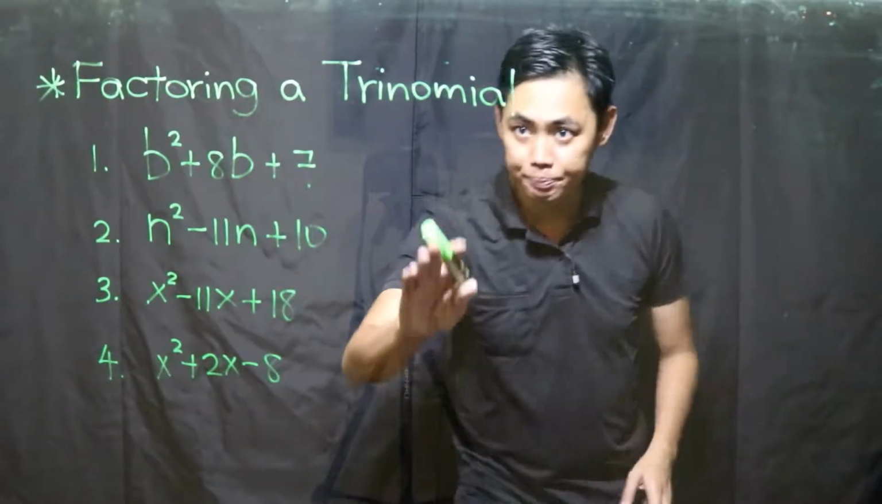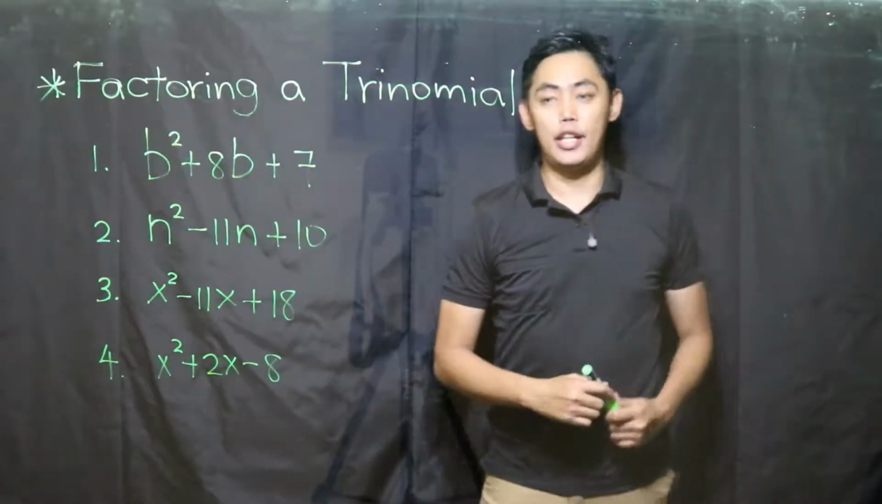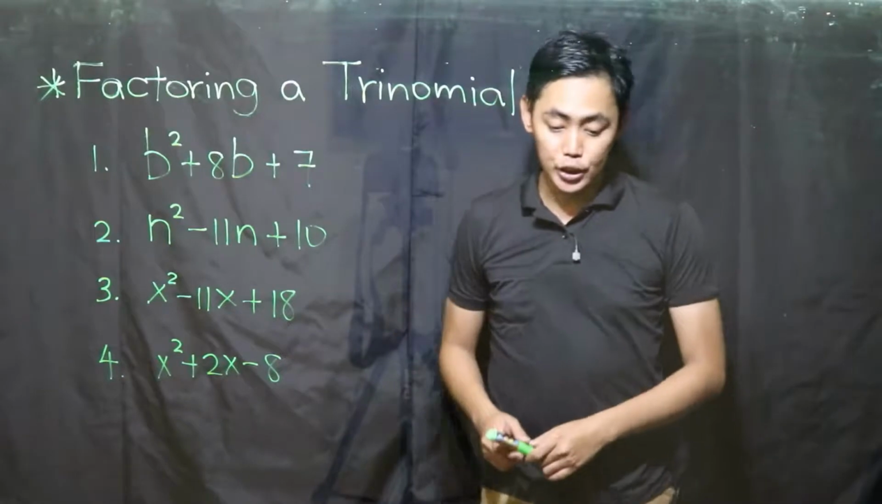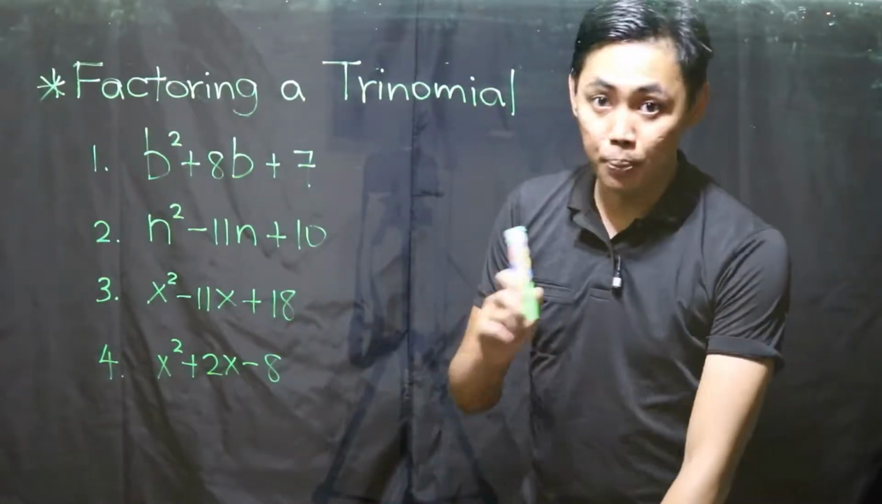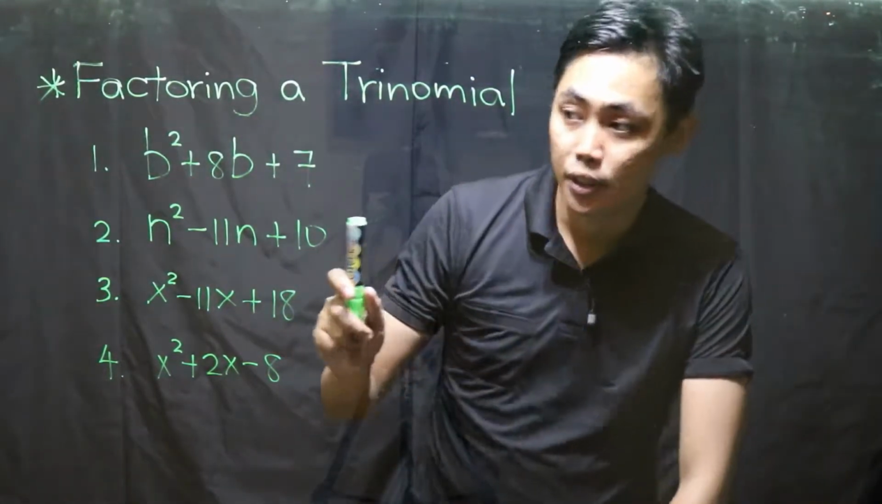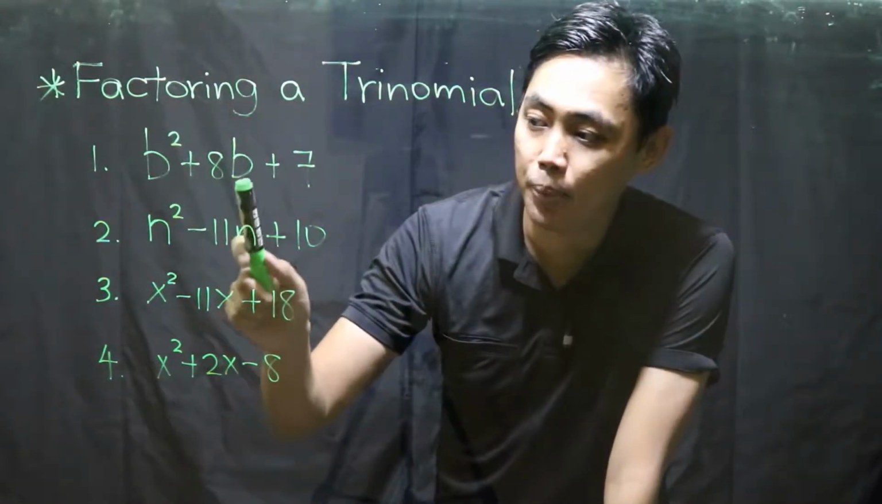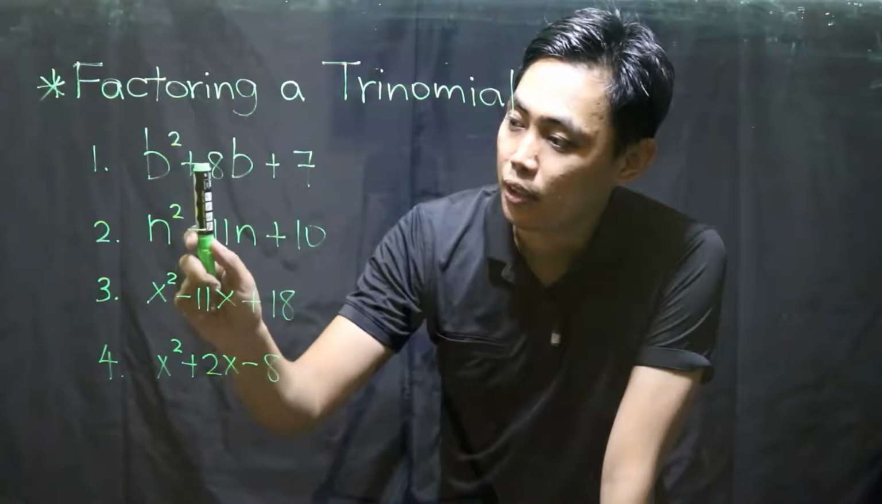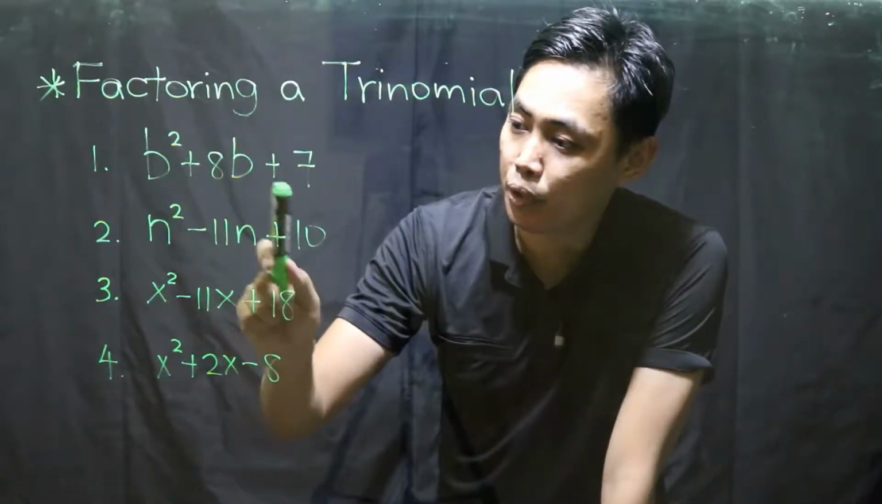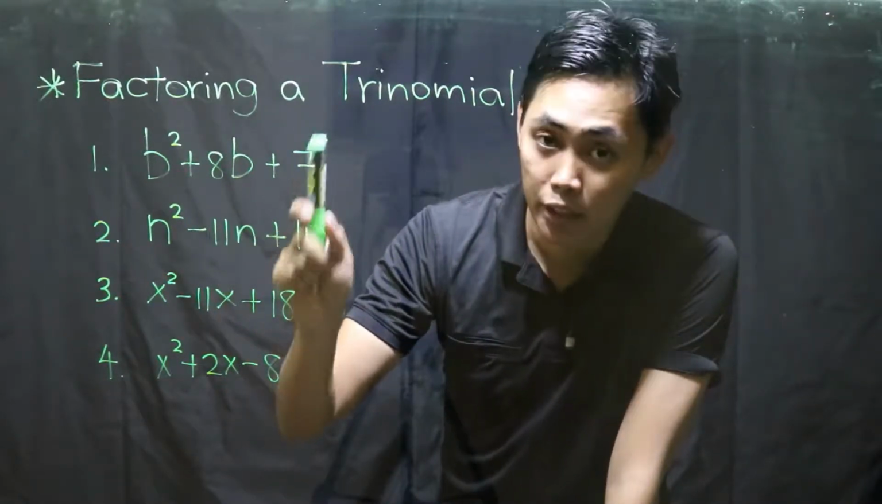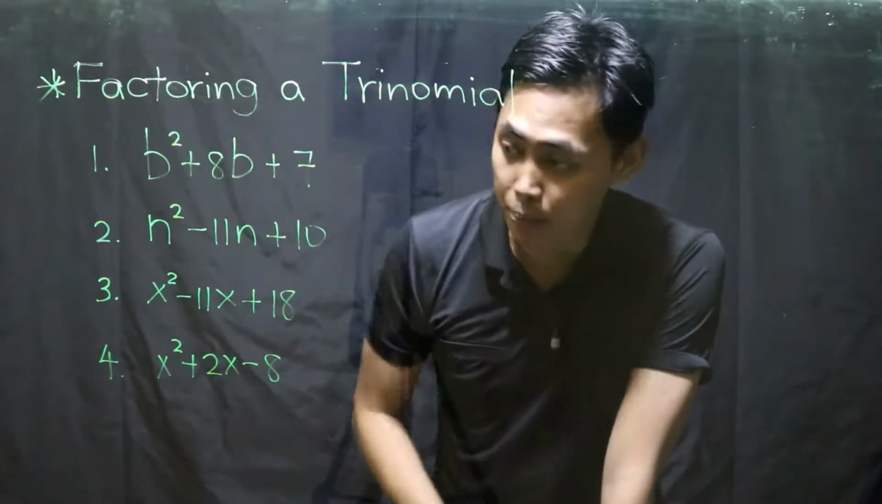Okay, so we all know what trinomial means. It is a particular polynomial that has three terms. So if we look at b squared plus 8b plus 7, we can count 1, 2, 3. First term, second term, third term. So this is a trinomial.